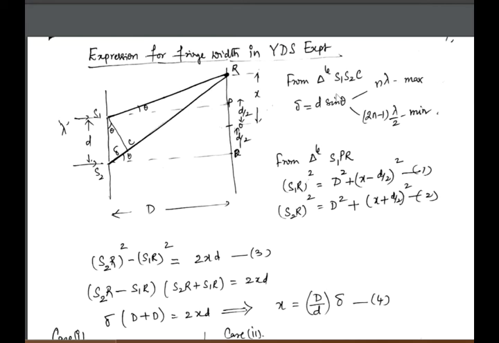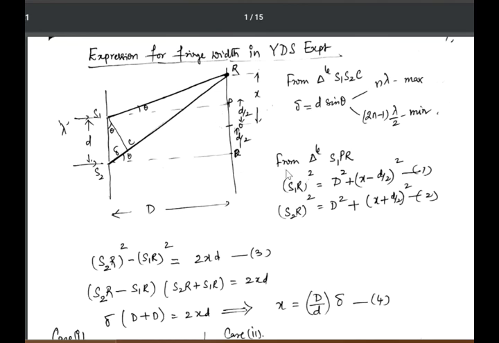And if path difference delta is odd multiples of lambda by 2, it may be (2n minus 1) or (2n plus 1) into lambda by 2, where n is an integer, 0, 1, 2, 3, 4, etc., a positive integer, that is a condition for dark fringes, which we call minima. Now come to the geometry of this Young's double slit experiment.